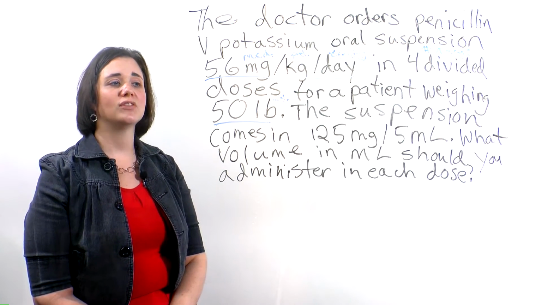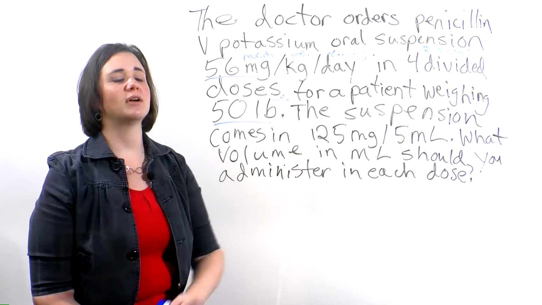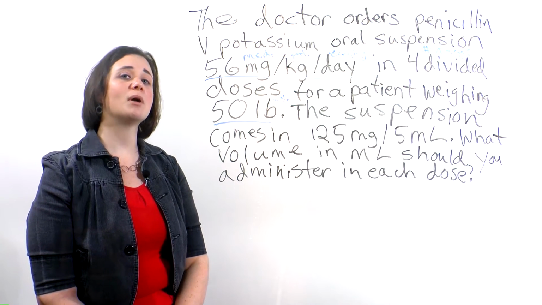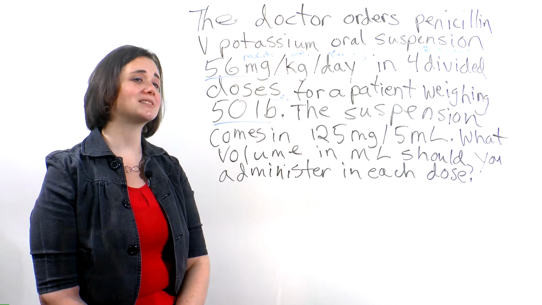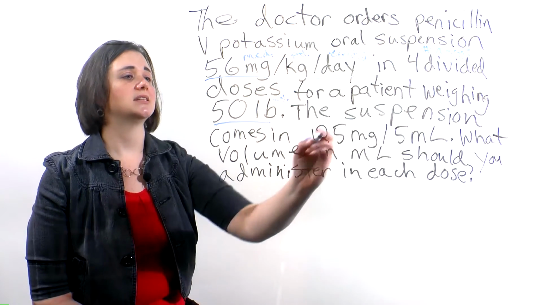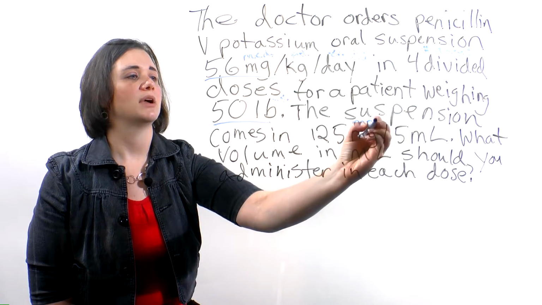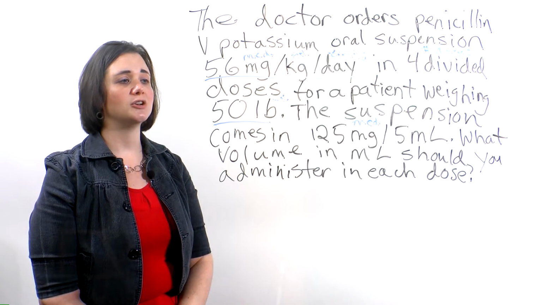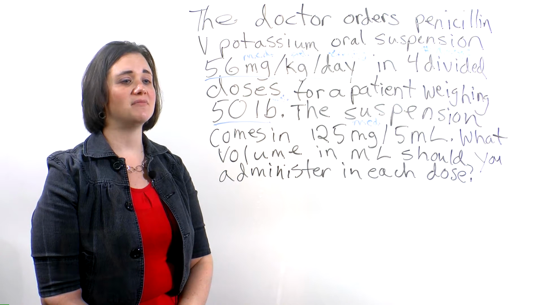We're then told that the medicine comes in 125 milligrams. Now, which type of mass is this? Is this my mass of my medicine or my mass of my patient? I have to keep those masses separate. In this case, this is going to be my medicine, okay? And it comes 125 milligrams in every 5 milliliters.